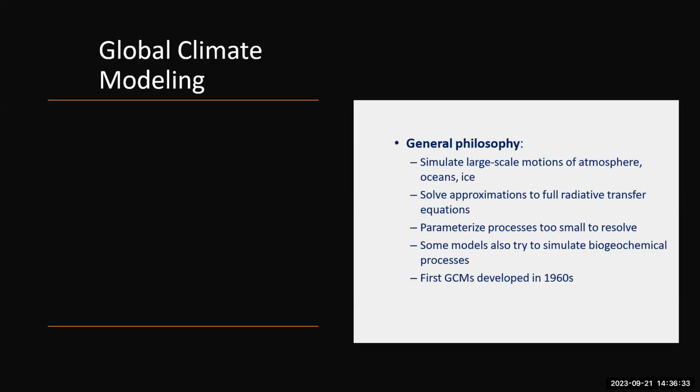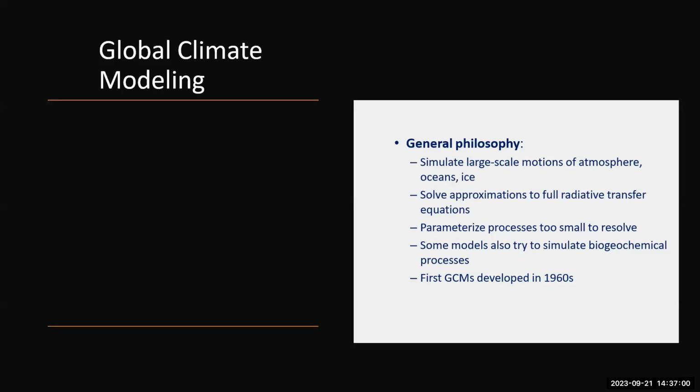Now coming to global climate modeling, the general philosophy is the simulation of large-scale motions of atmosphere, oceans and ice. This is one of the important components. Then solving approximations to the full radiative transfer equations, and parameterizing processes too small to resolve. So an overall scenario has to be developed, and that way these are very much essential.